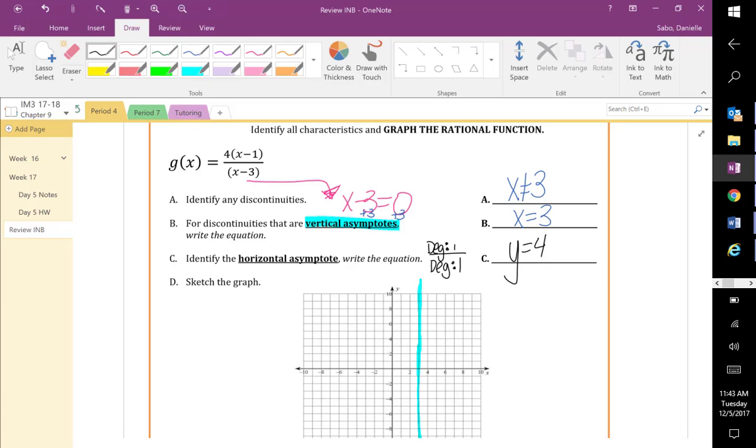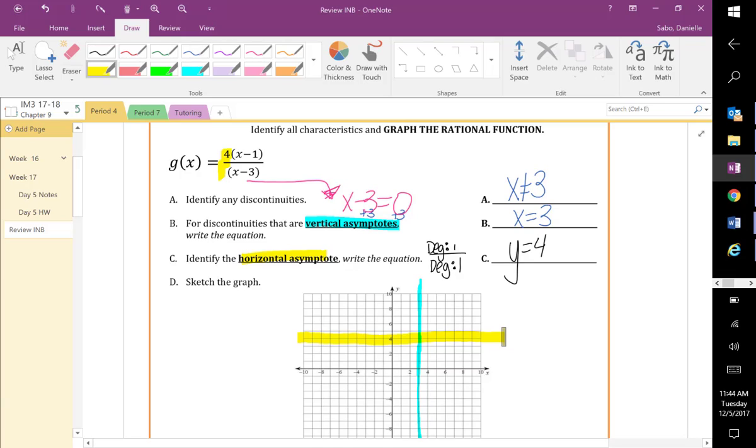And that came from, let's do a different color here. I'm going to highlight this piece because that's where it came from. The horizontal asymptote came from the ratio all the way out in front, 4 divided by 1. Now let's draw it in. So I have to go up to 4 and draw this in.